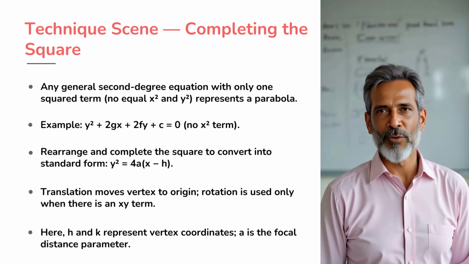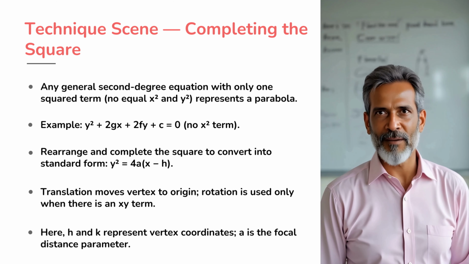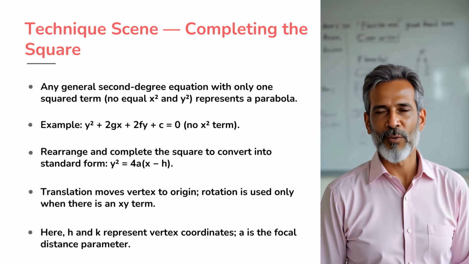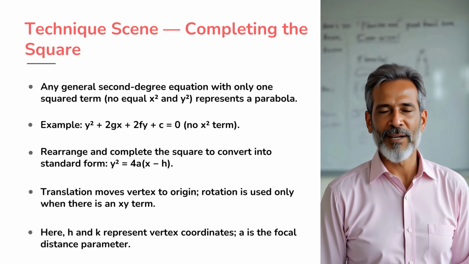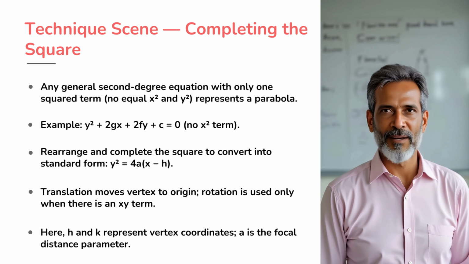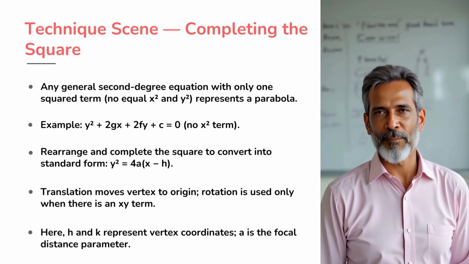Let's now learn how to recognize a parabola when it's hiding inside a general conic equation. A general second-degree equation looks like this: ax² + bxy + cy² + dx + ey + f = 0. Now here's the trick. If only one variable is squared, or if the discriminant, that's b² − 4ac, equals 0, then congratulations, it's a parabola.